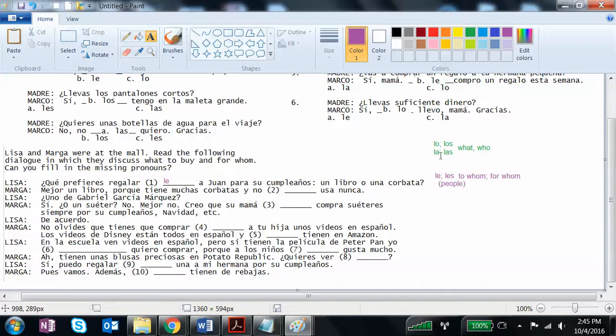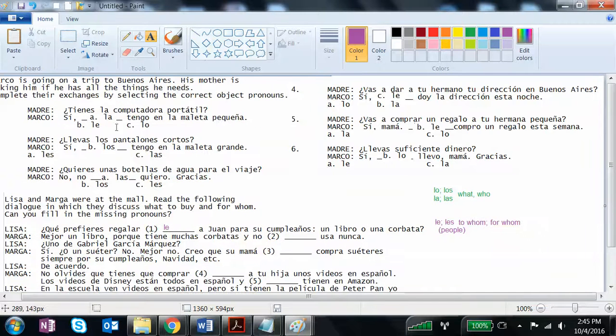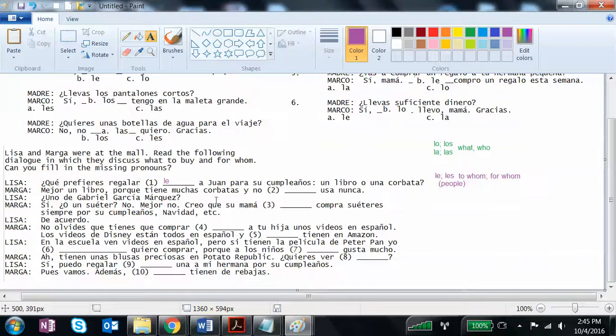These direct and indirect object pronouns either go in front of conjugated verbs, like they were going up here, los tengo, la tengo, las quiero, or they can go attached. So actually how it should be written is like this. This le should go right up here, right on top of that regalar. So it can either go right together with it or in front. It could have gone in front of the prefieres.